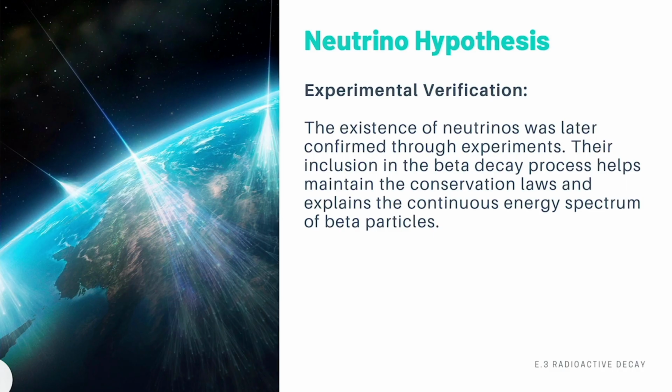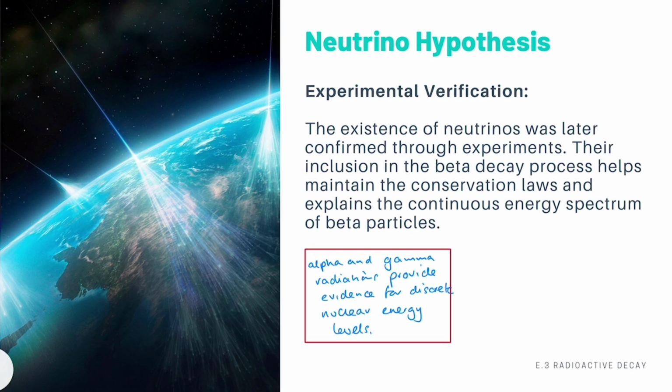That was hypothesized by Wolfgang Pauli, but was it proven? Eventually it was proven. The existence of neutrinos was later confirmed through experiments, and those experiments are really interesting. I'd advise you to look them up. They involve digging deep down into the Earth and detecting these neutrinos in a place where they're not affected by any other particle, i.e. very deep underground. If you remember back to our alpha and gamma radiations, they provided evidence for discrete nuclear energy levels. Well, beta particles provide evidence for the existence of neutrinos.